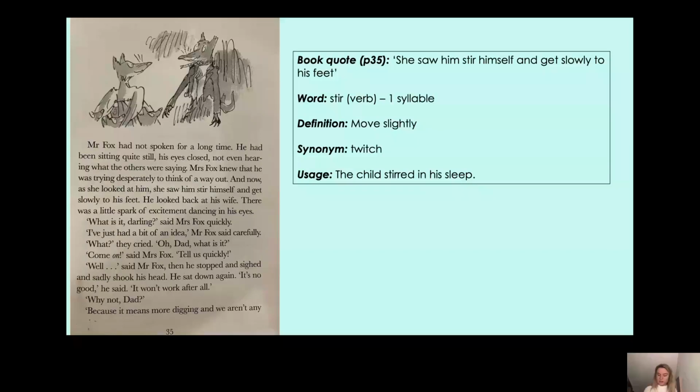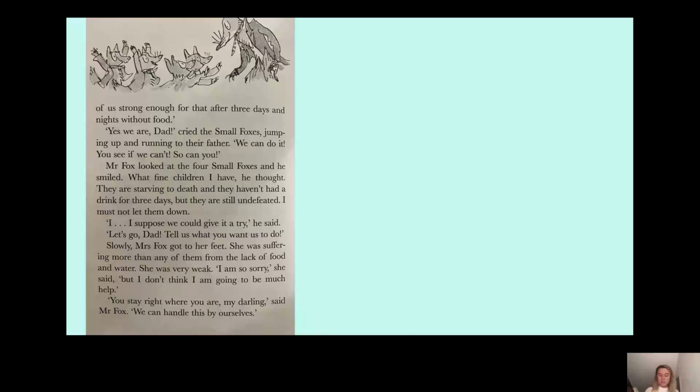There was a little spark of excitement dancing in his eyes. "What is it, darling?" said Mrs. Fox quickly. "I've just had a bit of an idea," Mr. Fox said carefully. "What?" they cried. "Oh, Dad, what is it?" "Come on," said Mrs. Fox. "Tell us quickly." "Well," said Mr. Fox. Then he stopped and sighed and sadly shook his head. He sat down again. "It's no good," he said. "It won't work after all." "Why not, Dad?" "Because it means more digging, and we aren't any of us strong enough for that after 3 days and nights without food." "Yes, we are, Dad," cried the small foxes, jumping up and running to their father. "We can do it. You see if we can't, so can you." Mr. Fox looked at the 4 small foxes and he smiled. What fine children I have, he thought. They are starving to death and they haven't had a drink for 3 days, but they are still undefeated. I must not let them down.